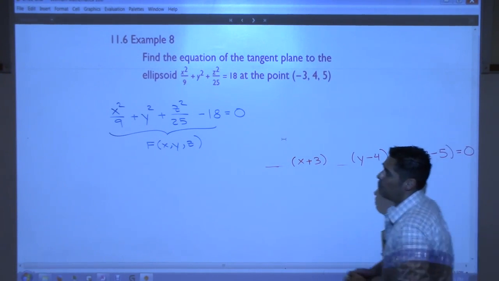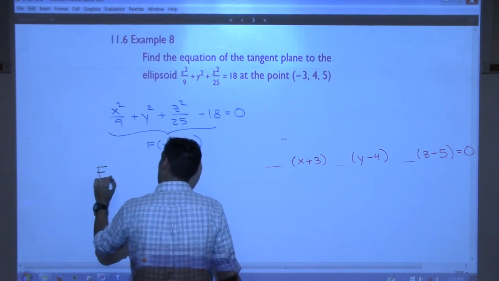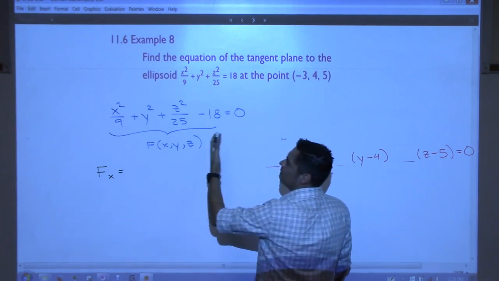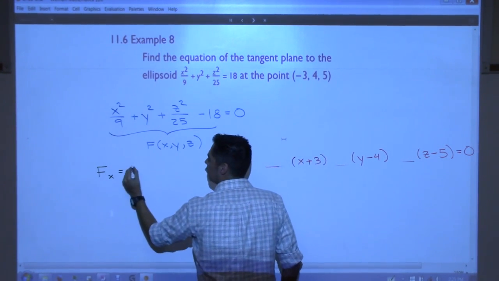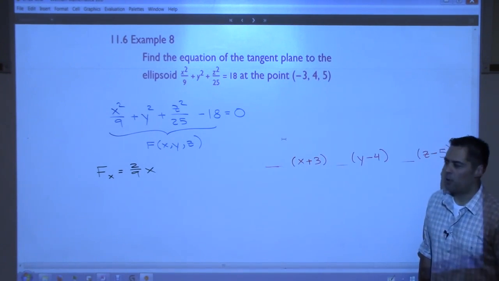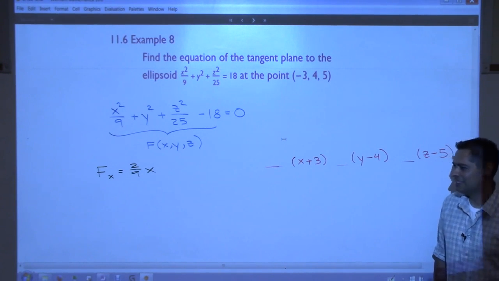What is the partial of capital F of x? Or, sorry, the partial of capital F with respect to x would be, oh man, that's cake, right? 2/9 x. And partials don't get any easier than that, right? Well, I guess they could, but not much.